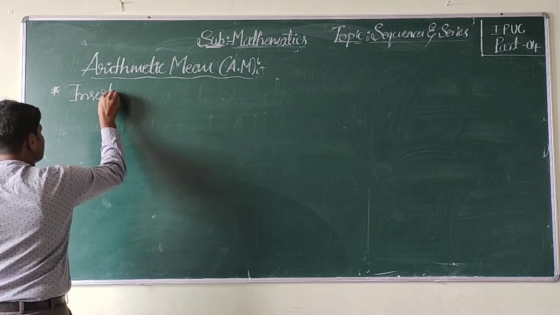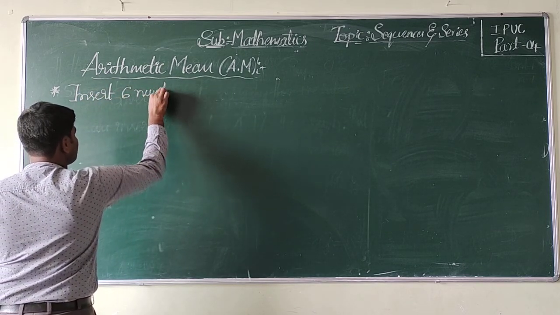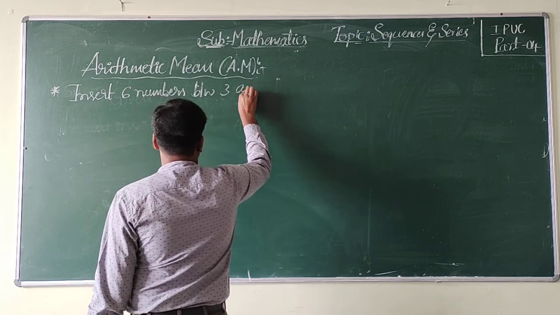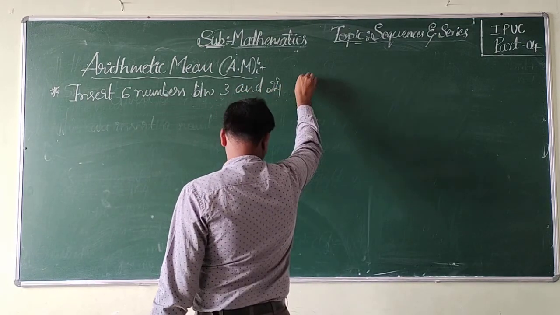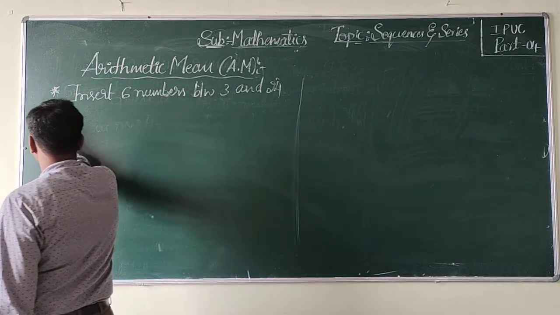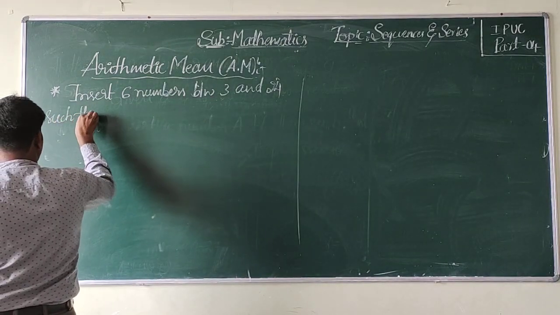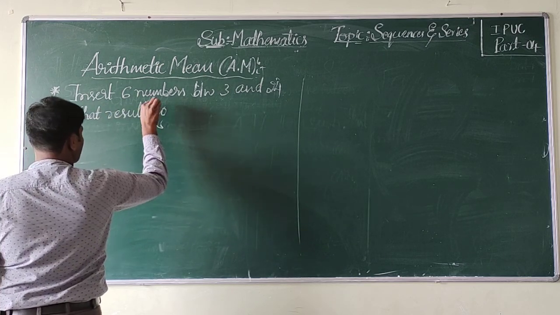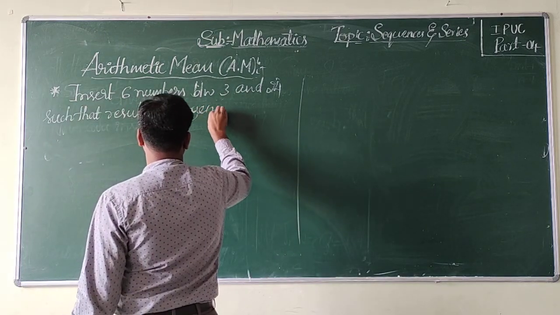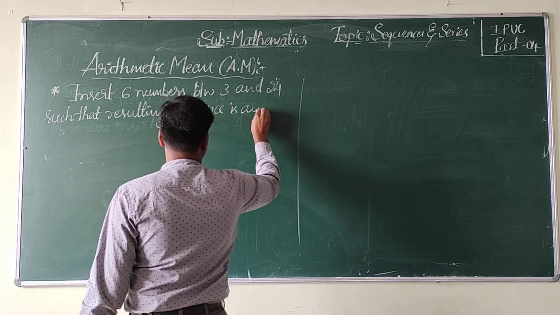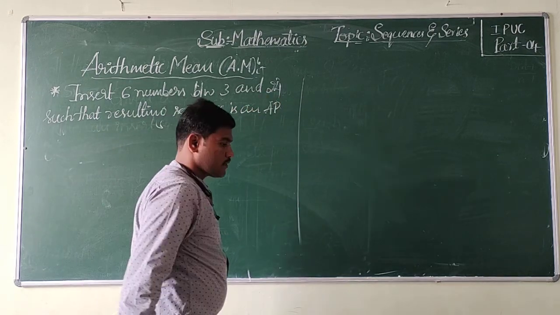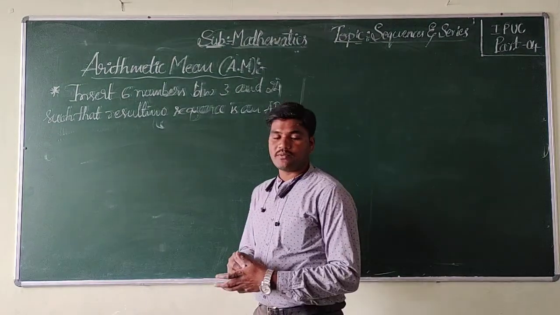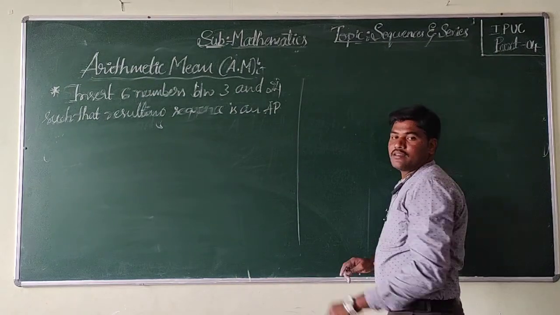Insert 6 numbers between 3 and 24, so that the resulting sequence is an arithmetic progression. Insert 6 numbers between 3 and 24 such that the resulting sequence is an AP.